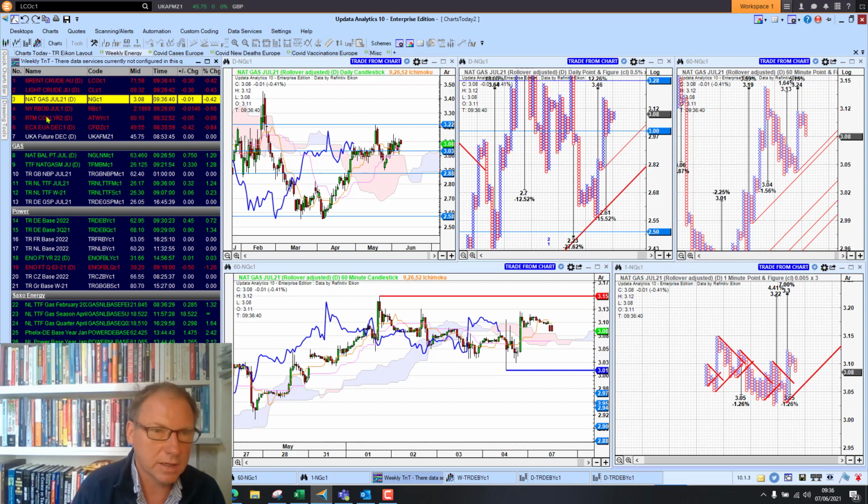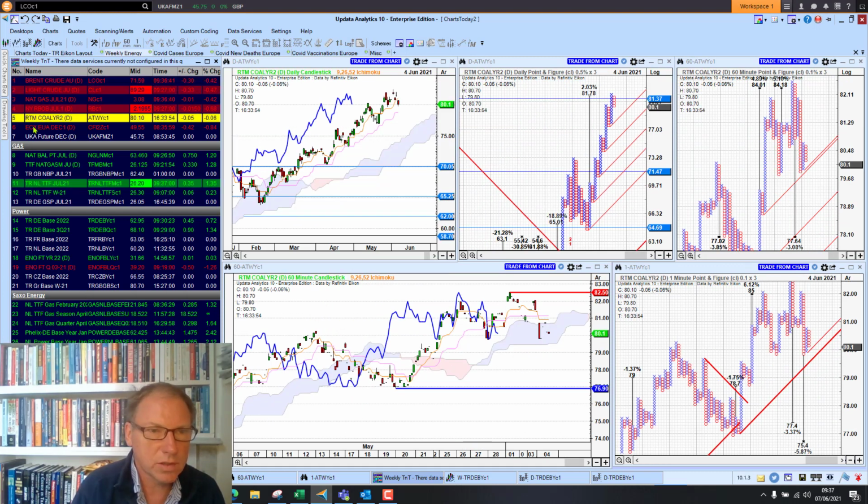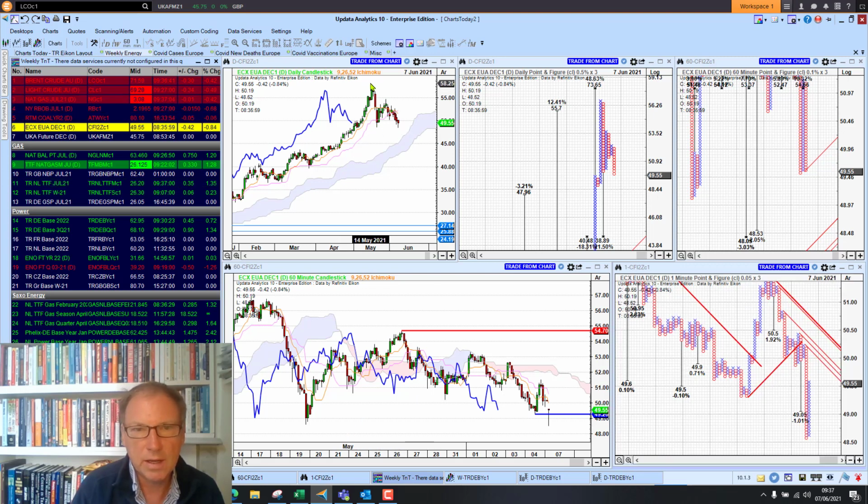US nat gas, a slightly harder call, holding above the $3 level, just teetering with the cloud here, but we do have upside targets. Coal is still holding on to its trend, and of course the big one last week was emissions. We did actually break out of this triangle pattern lower. It's now looking like a descending triangle. We need to make sure we hold this 49 level on emissions. That's going to be quite critical.